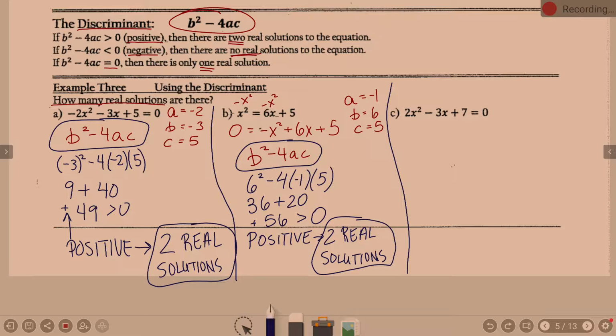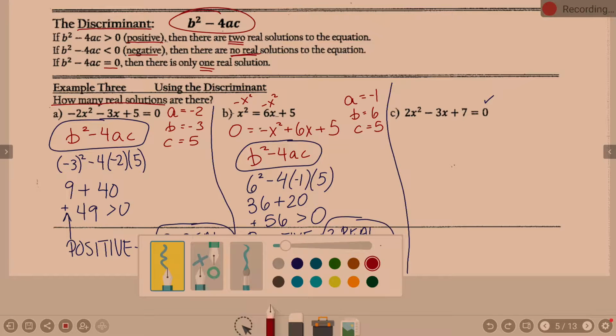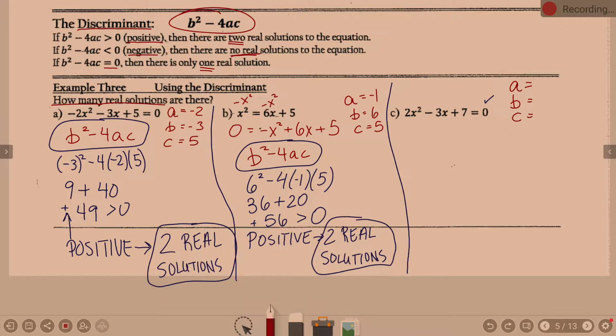First question to yourself: does my equation equal 0? Yes, it equals 0. So A is 2, it's in front of x squared. B is negative 3, it's in front of x. C is 7, it's the constant at the end.